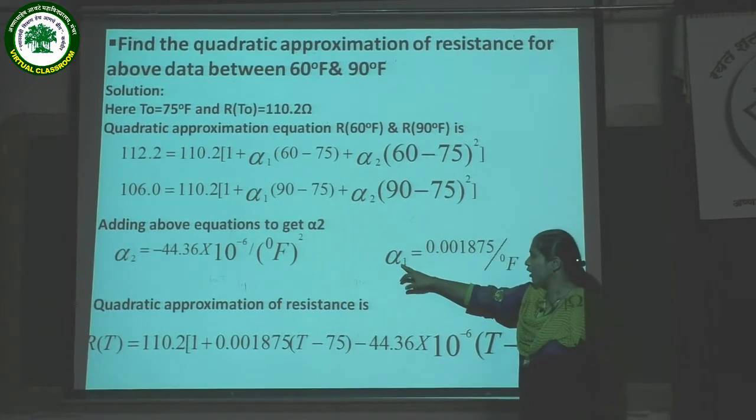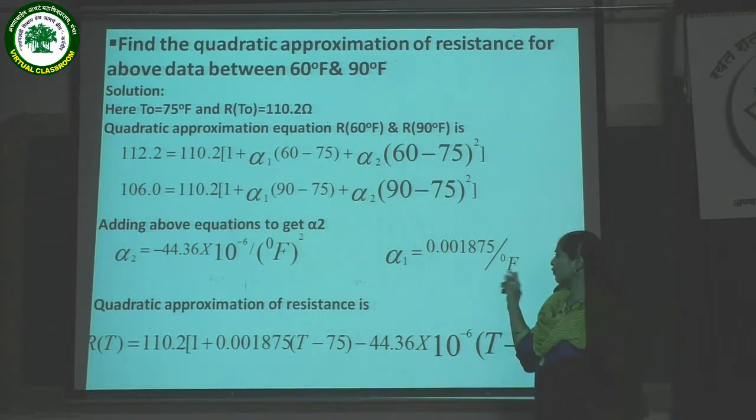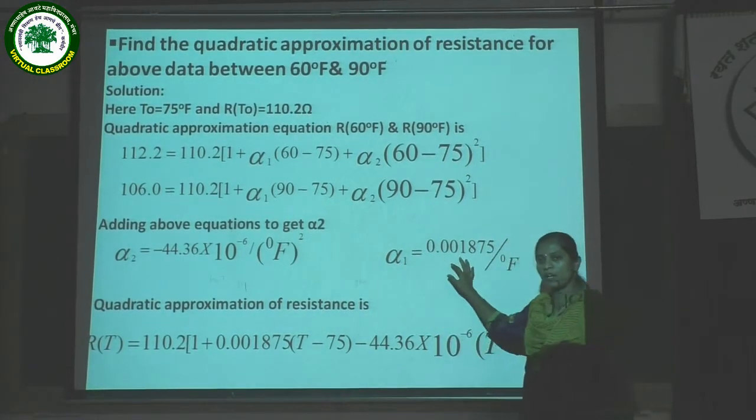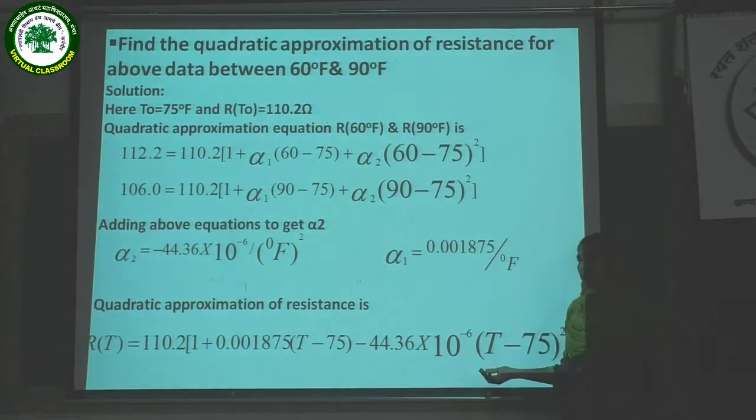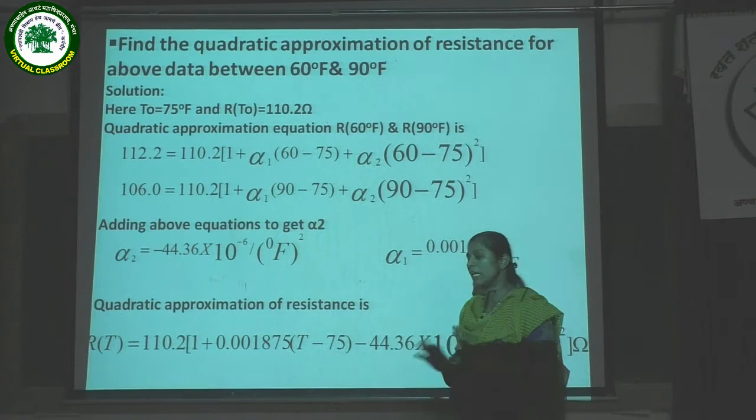So the alpha 1 comes out to be 0.001875 per degree Fahrenheit. So units of alpha 1 and alpha 2 are different over here, as well as their values are also different. So let us try to substitute values of alpha 1 and alpha 2 in our quadratic equation. Then we will have RT, we are keeping capital T deliberately as it is.